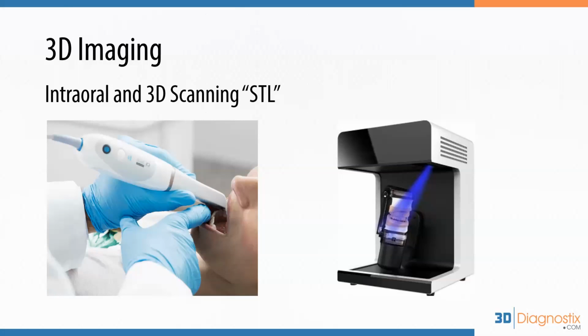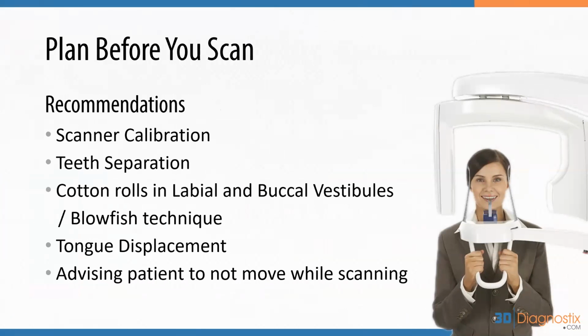Now, to ensure a smooth surgical workflow, these are our recommendations. Always make sure that your CT scanner and intraoral scanners are regularly calibrated. When CT scanning your patient, make sure you separate their teeth. Also, soft tissue separation goes a long way in improving the accuracy of the guide. Tongue displacement also helps with that. And lastly, make sure that the patient does not move while being scanned.